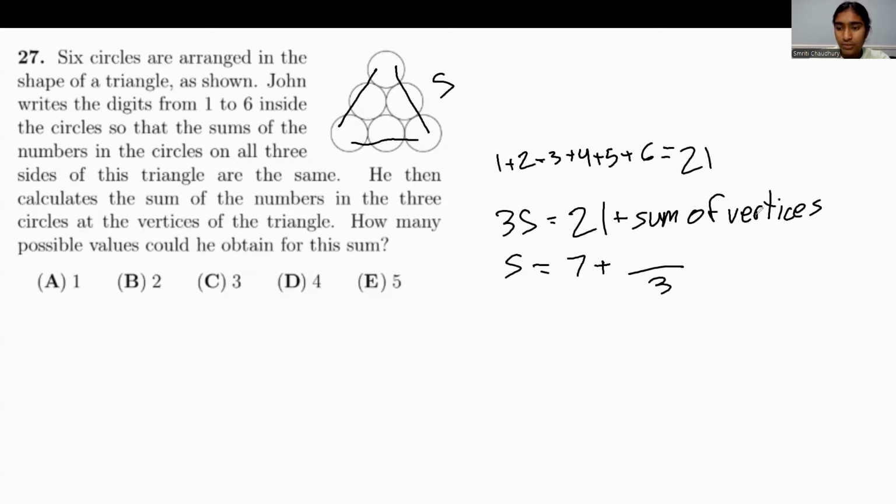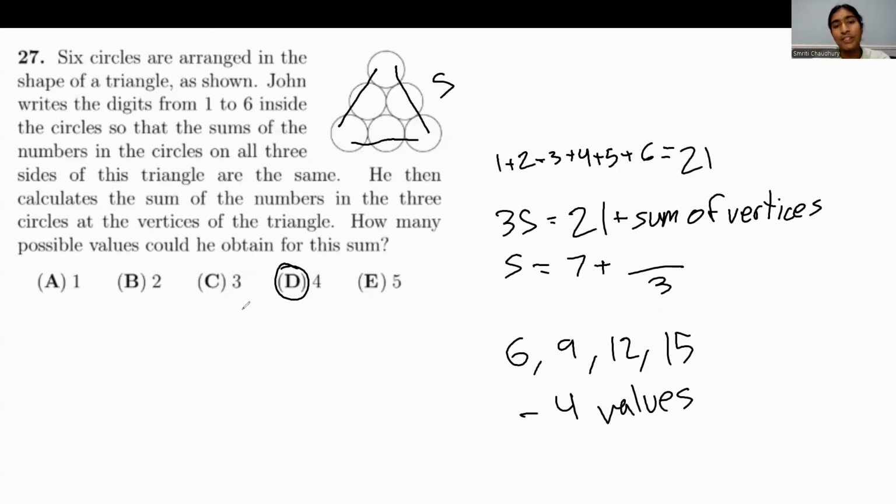So our lowest value for the sum of vertices is 1 plus 2 plus 3, which is 6, and so happens to be divisible by 3. And our highest value is 4 plus 5 plus 6, which is 15, and also is divisible by 3. So these two are possible. In between, we also have 9 and 12 that are divisible by 3. So that's a total of 4 different values that John could get for the sum of the vertices. So our answer is 4, which is D.